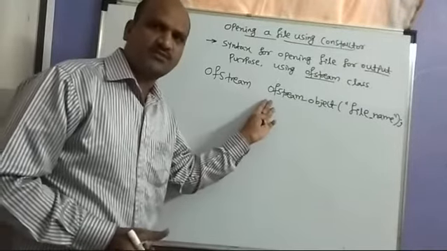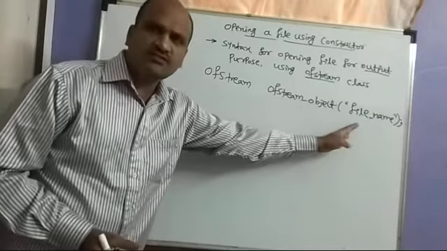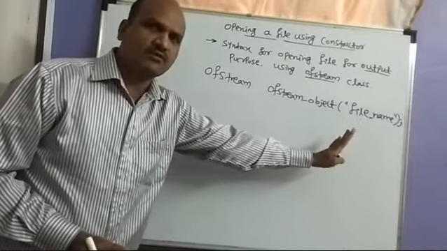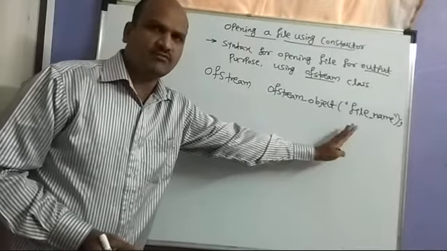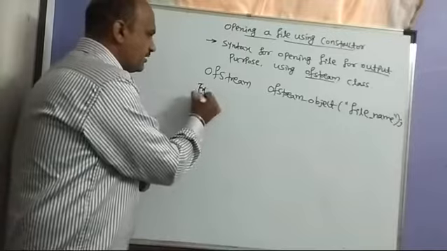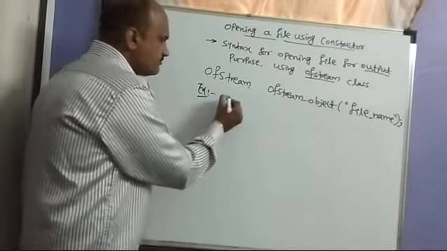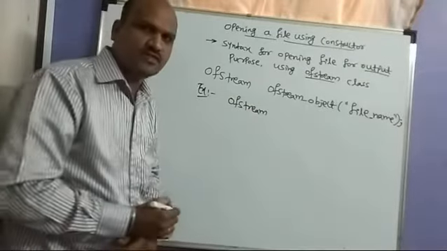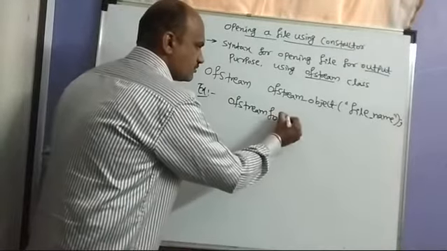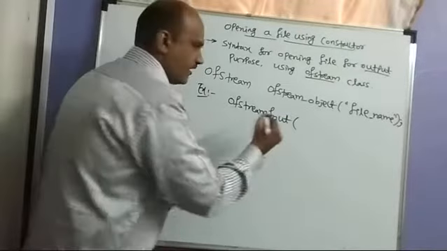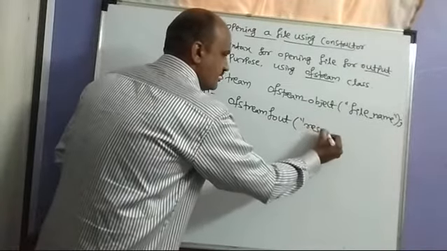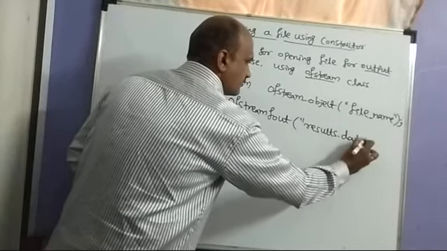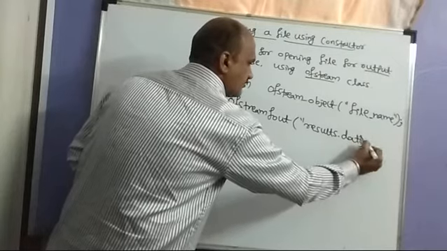This object is of type ofstream. Then this file name will be any valid identifier of the file. If you want to write an example, we'll write ofstream fout, then the file name results.dat, close the bracket and give the semicolon.